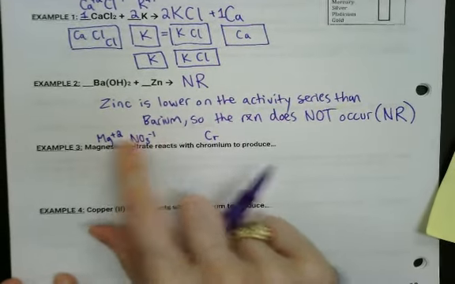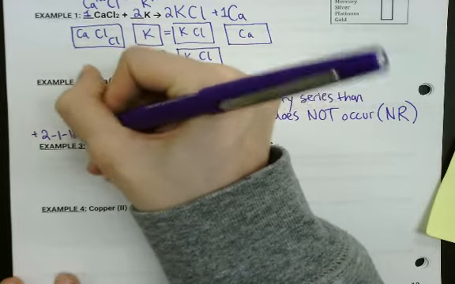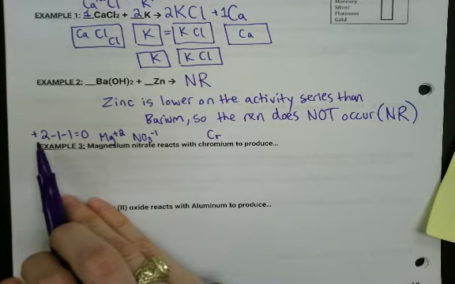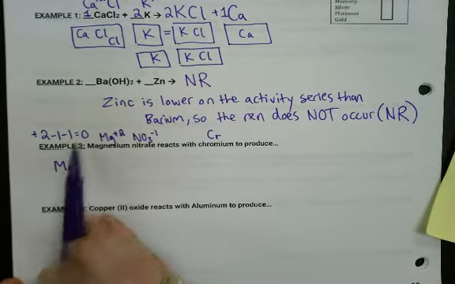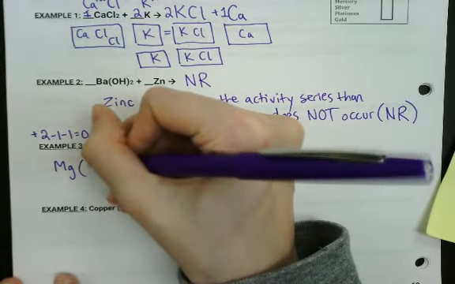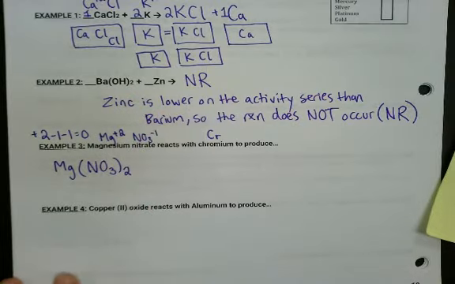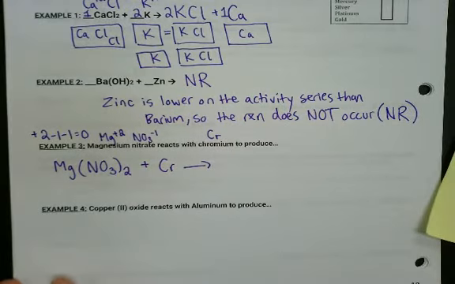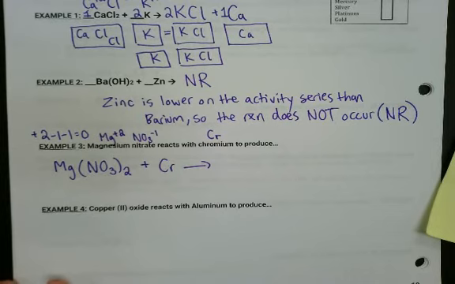I'm going to make sure my charges cancel. So to get my neutral compound, I'm going to need 1 magnesium and 2 nitrate, since I wrote that negative 1 twice. So there is magnesium nitrate. We are told it's going to react with chromium to produce something. Now we don't know if it's actually going to react yet.